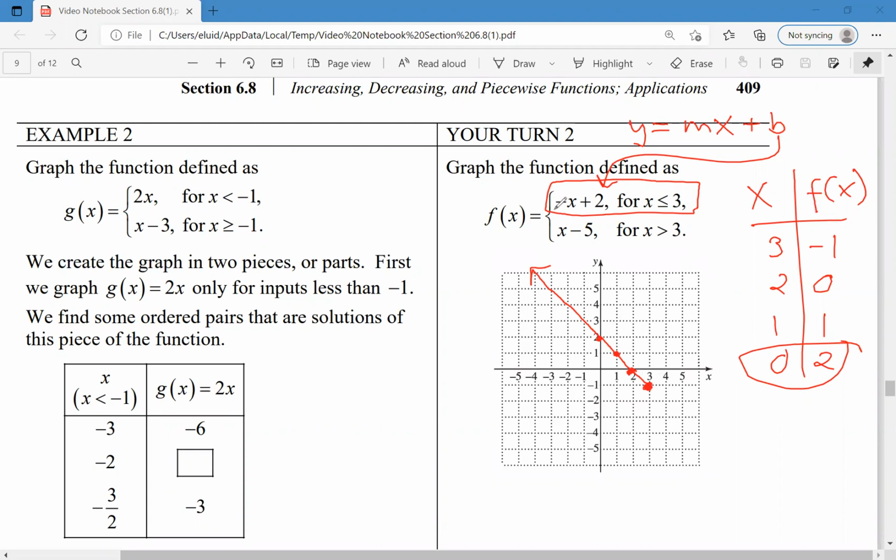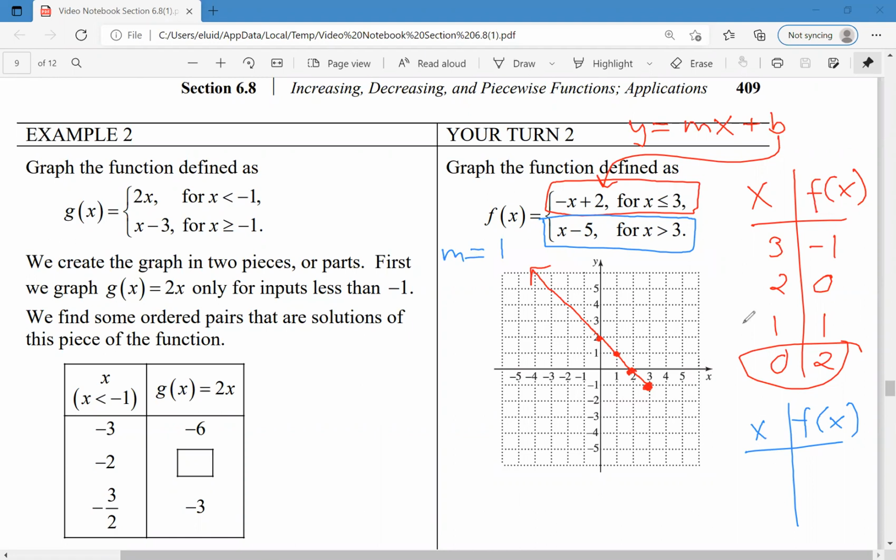Now for the second piece, we use a new formula for all the values of x that are greater than 3. The formula now is x minus 5. So if this line were allowed to cross the y-axis, it would have a y-intercept of -5. This one's not going to, because it's off on the right side of the screen. But if we were able to extend it, it would cross the y-axis at -5. It's going to have a slope of +1. So we'll just keep that in mind.